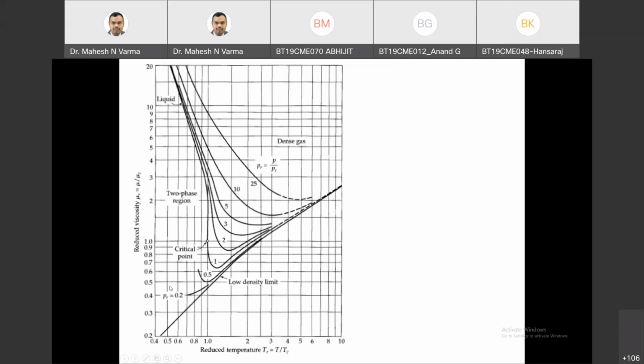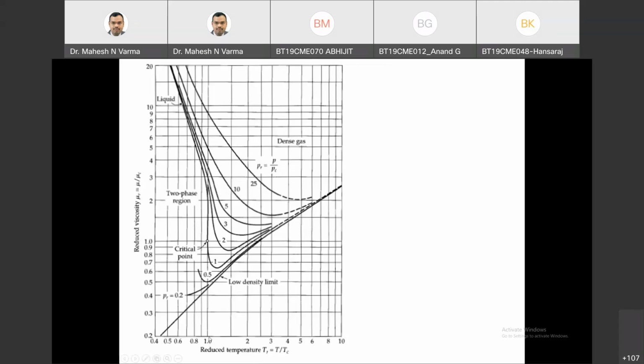So this is again reduced pressure. Reduced pressure is the ratio of pressure to the critical pressure of the compound. So at given reduced temperature and reduced pressure, you can get the value, say this is the value. And this is a logarithmic scale. You need to understand this is the logarithmic scale.